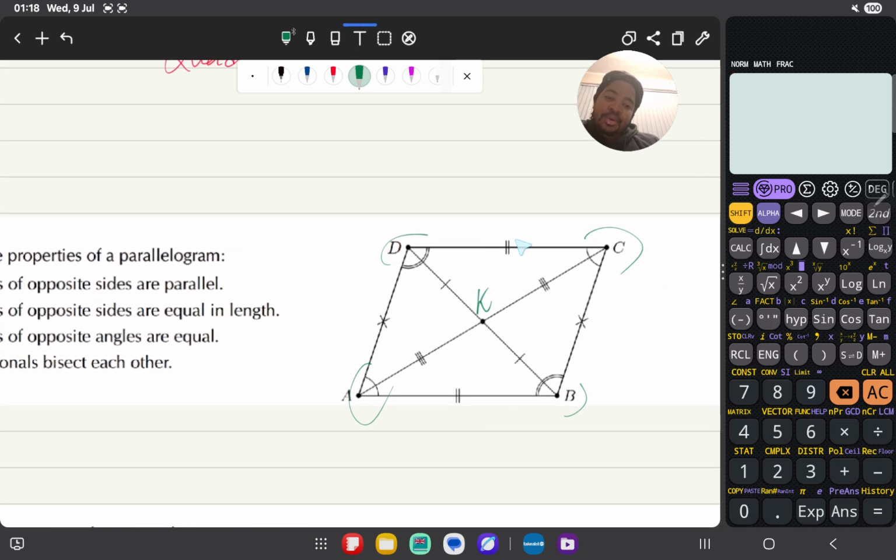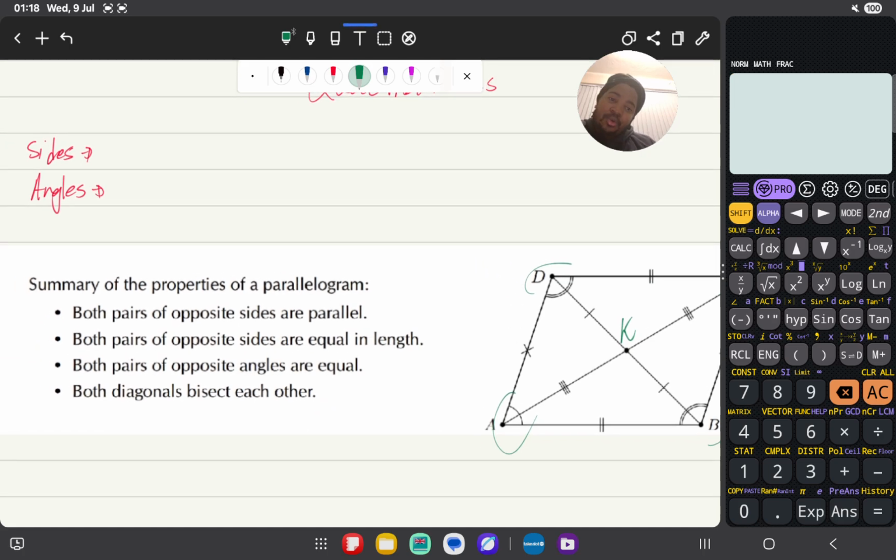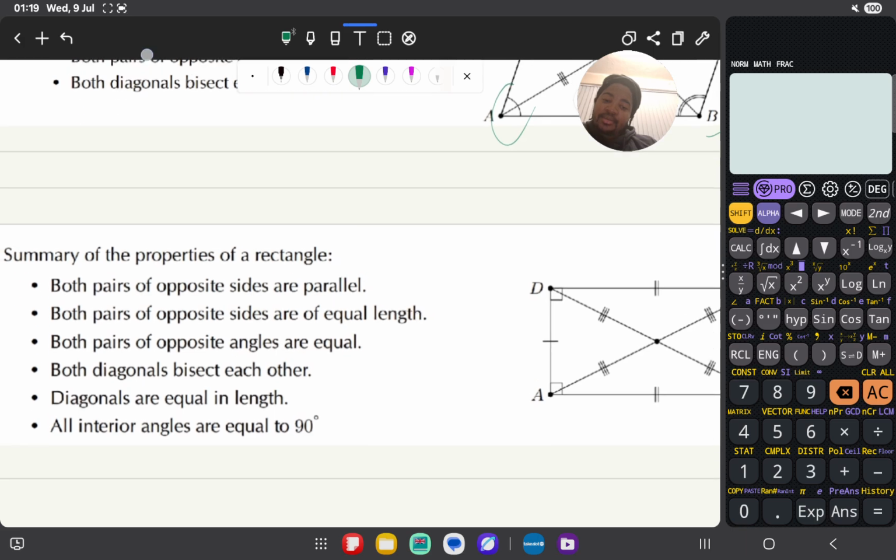And of course a pair of opposite sides, they are equal. So you see here they're equal, and they are also parallel. A pair of opposite sides are parallel. So whenever you're being asked to prove that there's a parallelogram, just remember the properties of a parallelogram and try to take them out from the diagram, and then you will say, because of these properties that I see, this shape has to be a parallelogram, right?